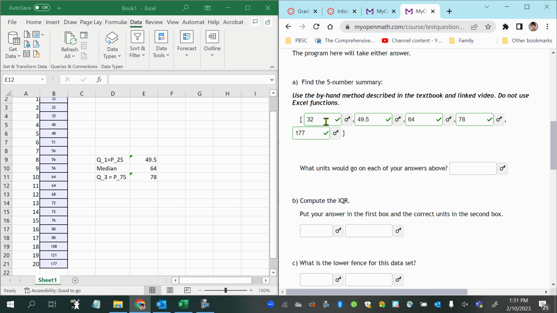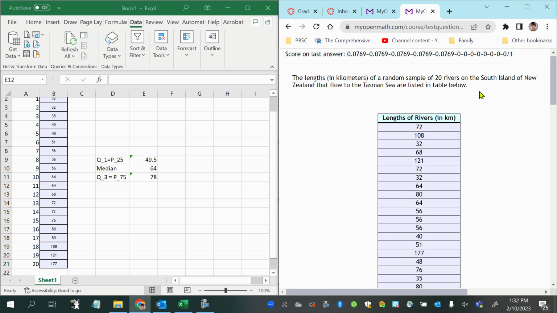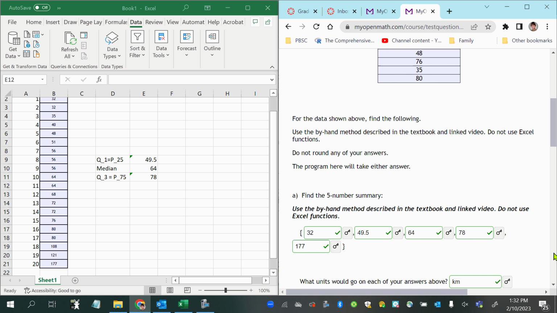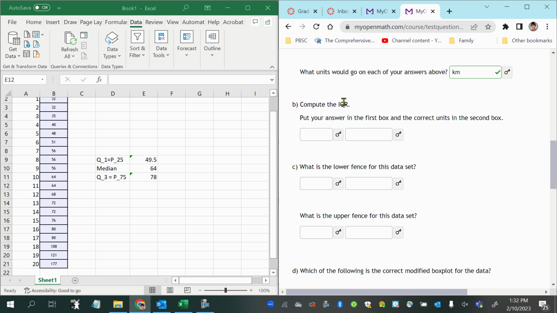Now, what units would go into each of those? So what do these numbers represent in units? So what units of measurement? Well, it says up here that this is a data set of lengths of rivers in kilometers. So we're going to make sure we have kilometers. Okay, now compute the IQR.